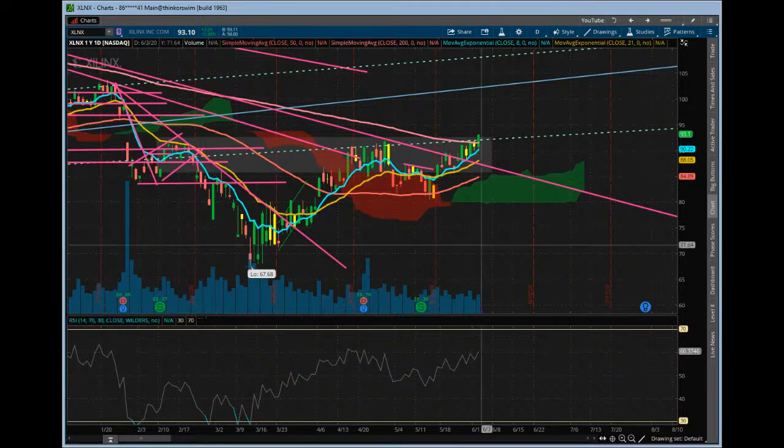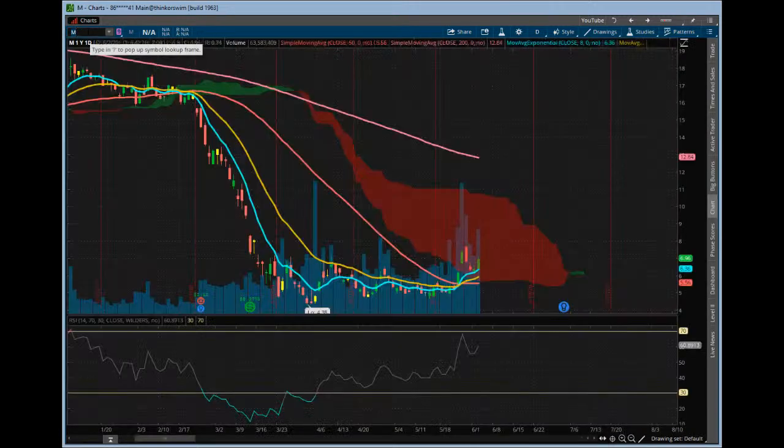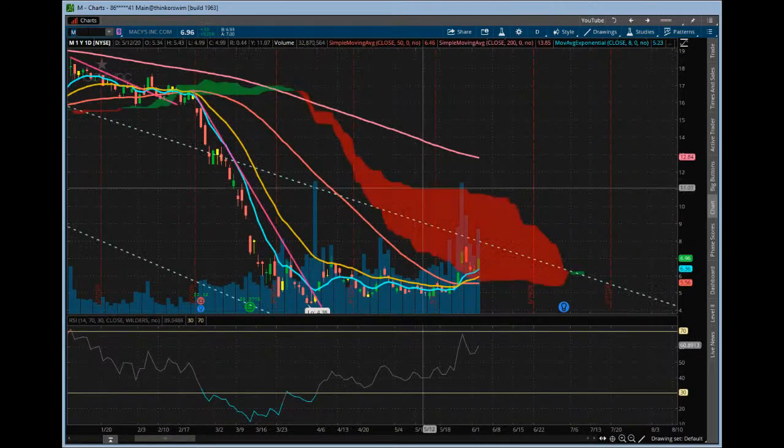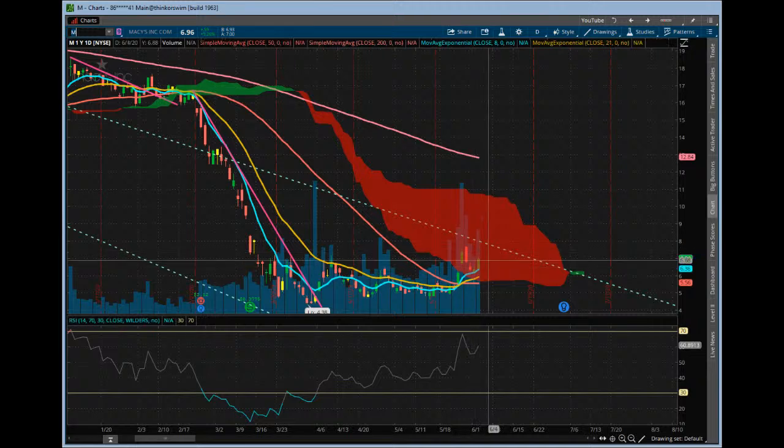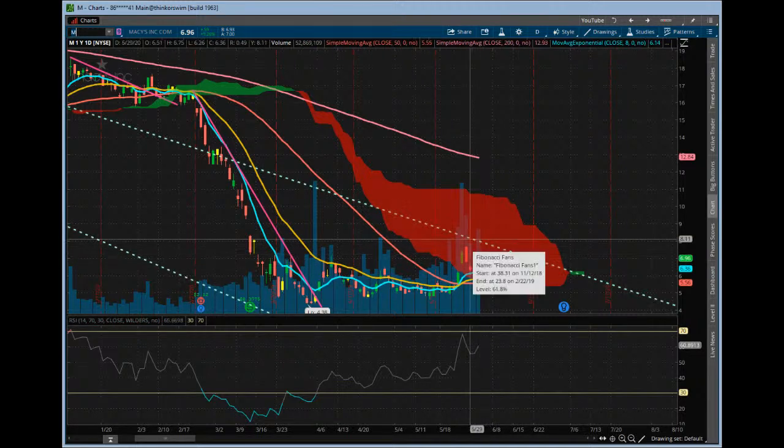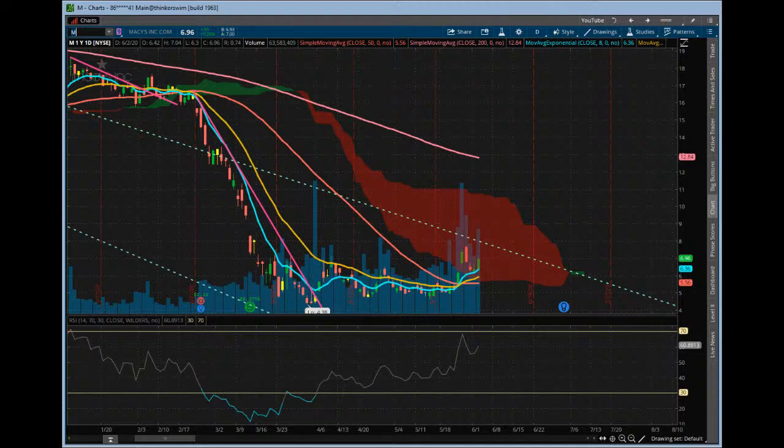Good stuff. And M is another one. Strong move today. Meant to look at this one at the close. A little bit of resistance ahead. It's coming into some selling pressure, but great candle, great volume. So let's see if it continues to work its way up. It's also coming into a larger fib fan line right there. So just be careful with that.